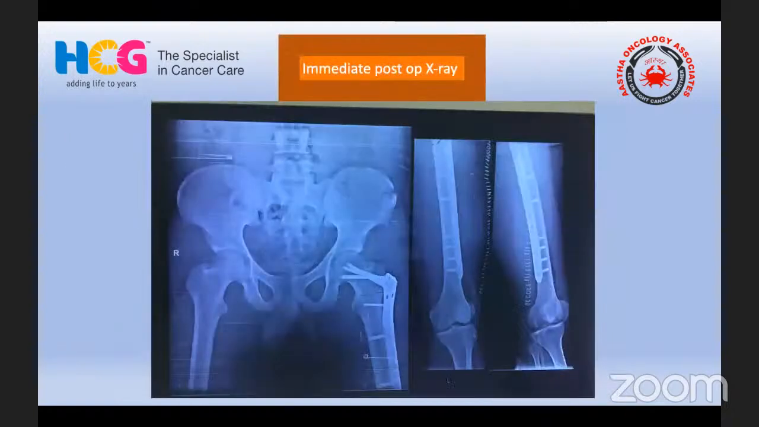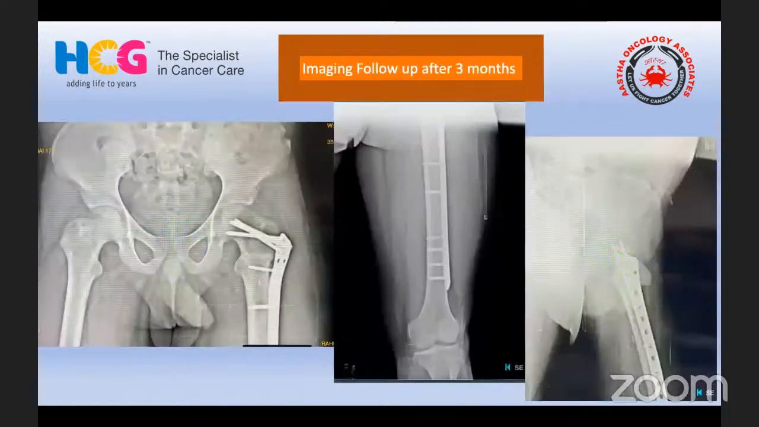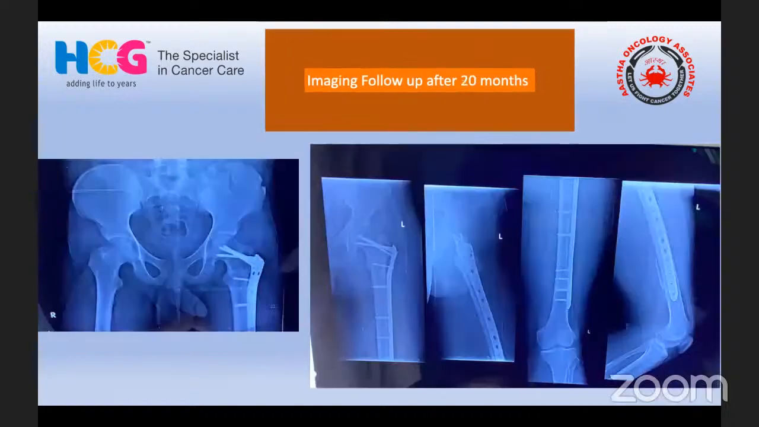And this is the immediate post-op X-ray. In this case, I had put a graft also from the iliac crest, same side. This is the immediate post-op X-ray, which has expanded till the normal area. Within 3 months, we can appreciate the union site. This is the 3 months X-ray.